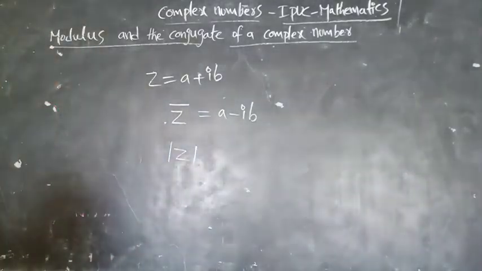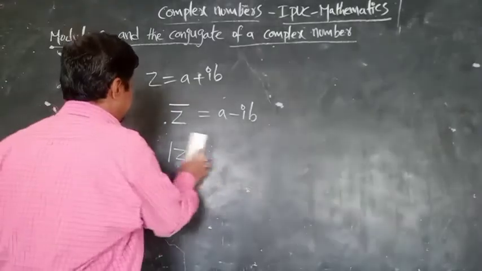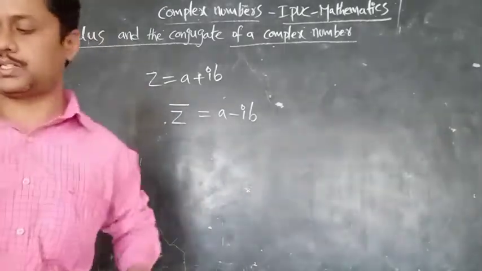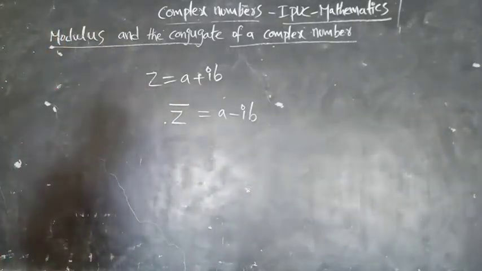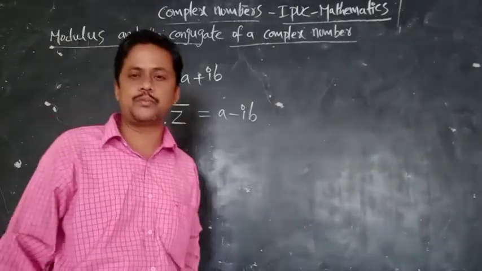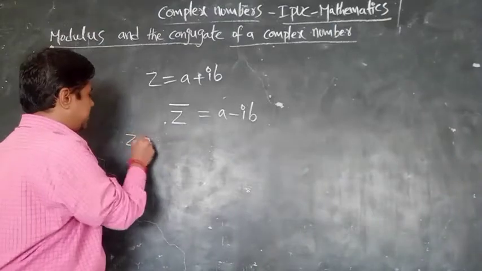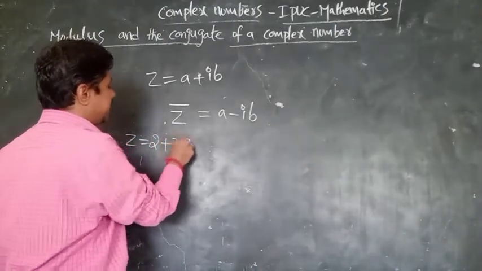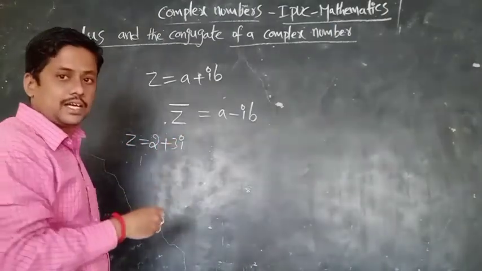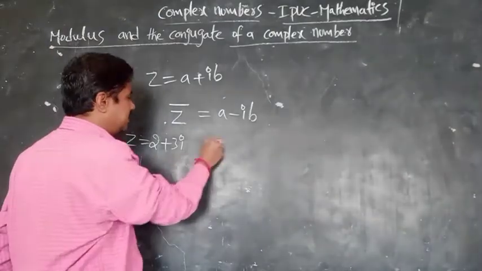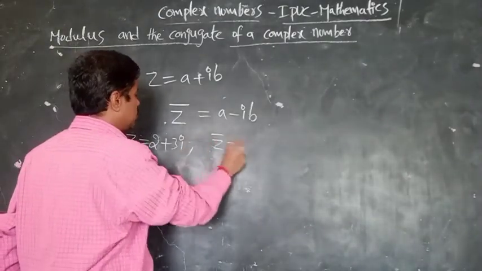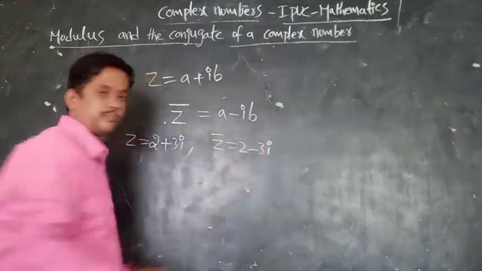So this is the formula for the conjugate of a plus ib. Let us consider different problems and see how it will be. Z is equal to 2 plus 3i. What is the conjugate of 2 plus 3i? Z bar is equal to 2 minus 3i.